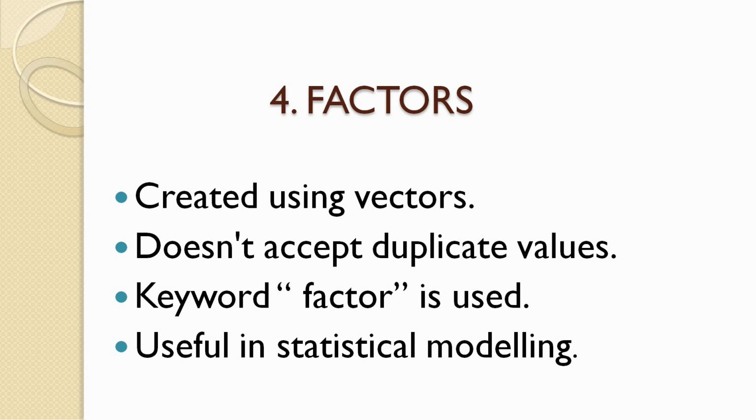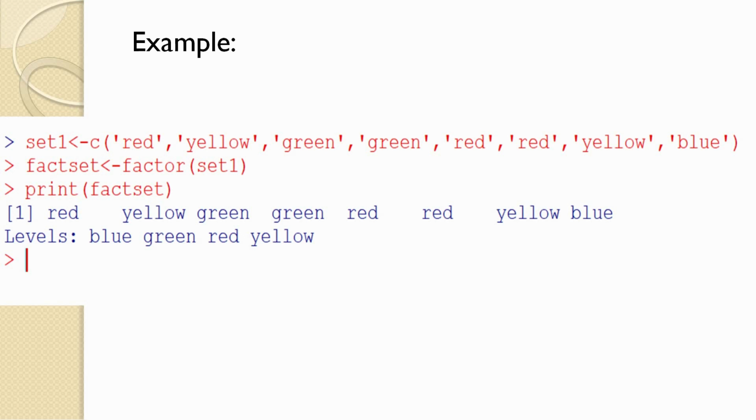In order to assign a variable as a factor, we use the keyword factor, which is most useful in statistical modeling. If we see an example, the variable set1 is assigned with a vector of elements which are names of the colors which are repeated few times. If we create another variable named factset which takes the value of factor of set1, which means the set1 values are to be factorized, which means all are to be separated. Then if we print the factset variable, which means factorized set1 elements, then we get the following output.